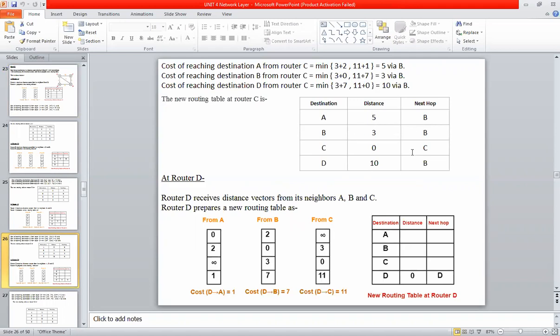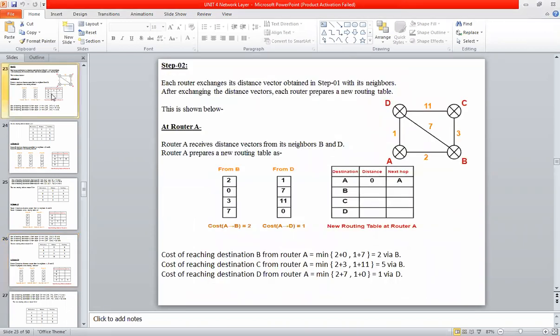So that is the destination ABCD, whichever is the minimum length, which is the minimum one. Now one question has arisen: why not 3 plus 2 plus 1? See here, 3 plus 2 plus 1. You have to clear this doubt.